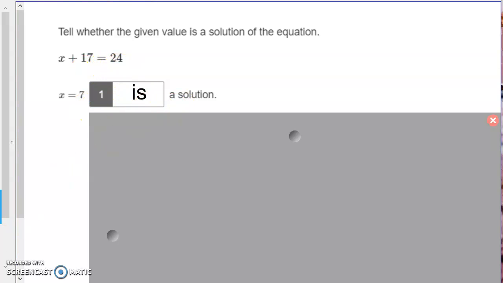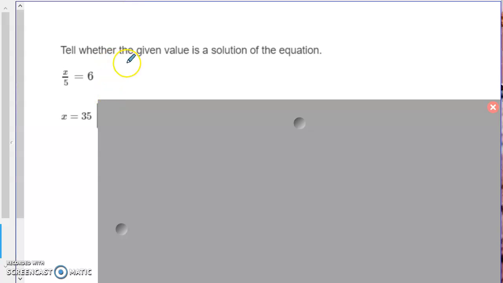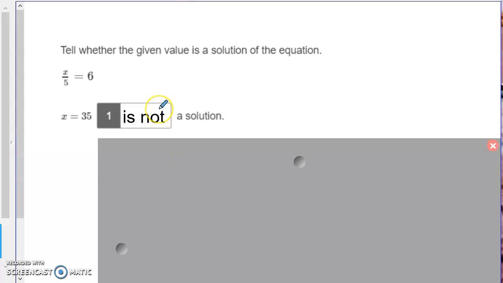because 7 plus 17 is 24, so 7 is a solution. Next one, tell whether the given value is a solution of the equation. X divided by 5 equals 6, and they want me to replace x with 35. So 35 divided by 5, that does not equal 6. So in that pull down menu, when I click in this box, I would select is not a solution because 35 divided by 5 does not equal 6.